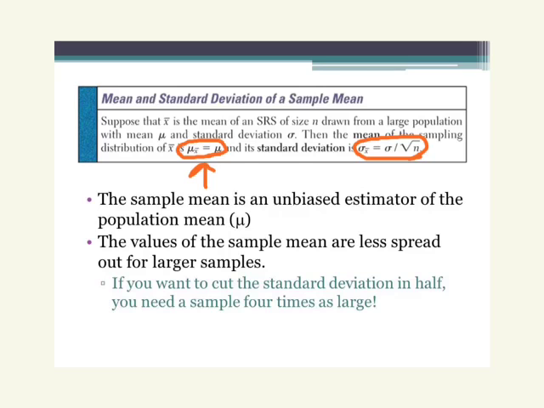And then our bullet point is describing the standard deviation. The values of the sample mean are less spread out for larger samples. So again, the larger the sample size, the smaller the standard deviation. If you want to cut the standard deviation in half, you need a sample size 4 times as large. Why? Because I'm going to take the square root of that sample size.